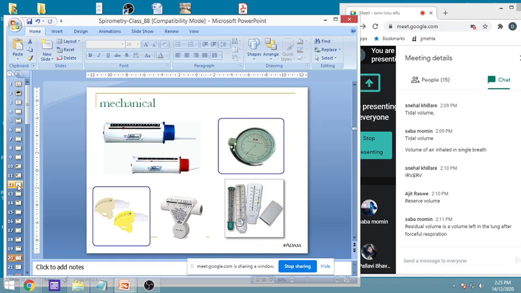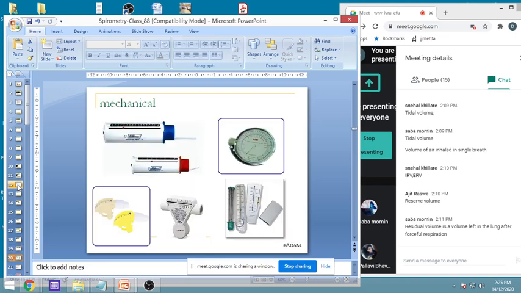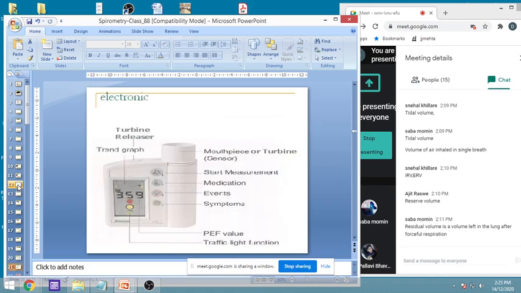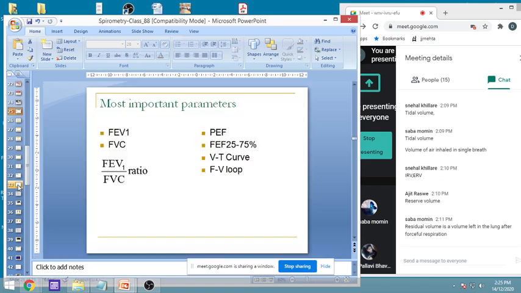So there are various mechanical spirometers or PEF meters which are measuring the peak flows, that is peak expiratory flows, and these are various instruments. They are electronic spirometers, where one mouthpiece is there, where you can start measurement. If you are adding any medication, you can put it, the chip will be there, it will calculate it, and accordingly it can be there. This was the original one, a spring type of old meter, and so there are various equipments like that.